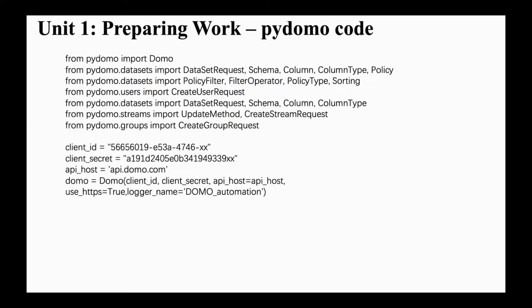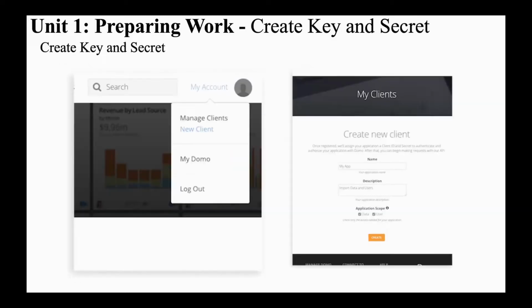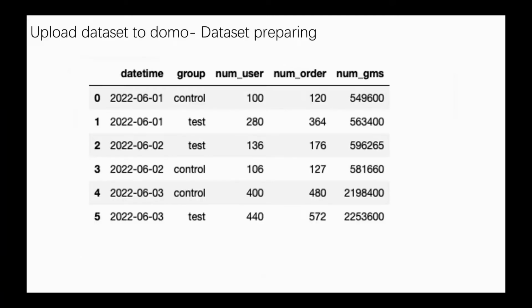In Unit 1, we introduced how to create the key and secret with the developer.domo.com login site. After you have created your key and your secret, you can get the client ID and client secret from the Manage Clients page. With this client ID and this client secret, this is the first step.